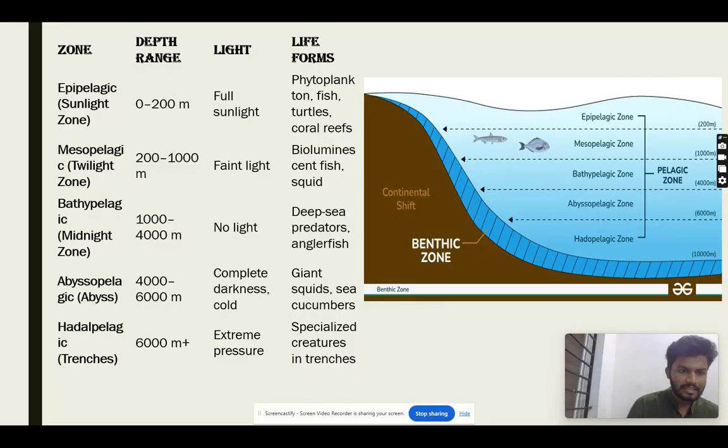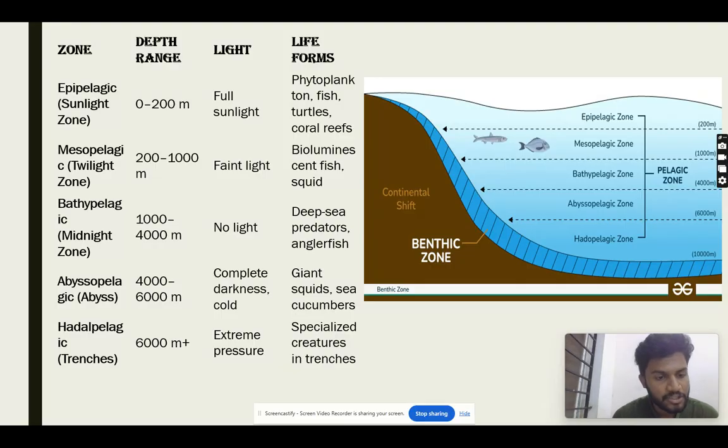Next comes the bathypelagic zone, the midnight zone, from 1000 to 4000 meters, which is deeper, and there is no light here. Deep sea predators and anglerfish are found in this zone. Then the abyssopelagic or abyss zone, which is deeper still, 4000 to 6000 meters. There is complete darkness and cold, so basically no light at all. Sunlight does not fall in this zone. Giant squids and sea cucumbers are found in this area.